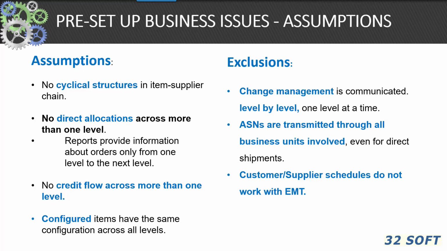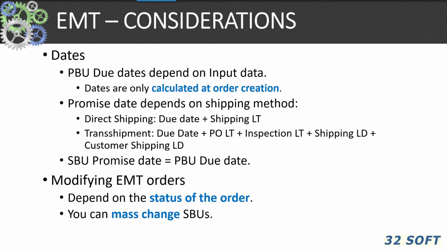Some exclusions that we need to be concerned with. Change management is only level by level, one level at a time. ASNs are transmitted throughout the business unit, even for direct shipments, and customer supplier schedules don't work with EMT.